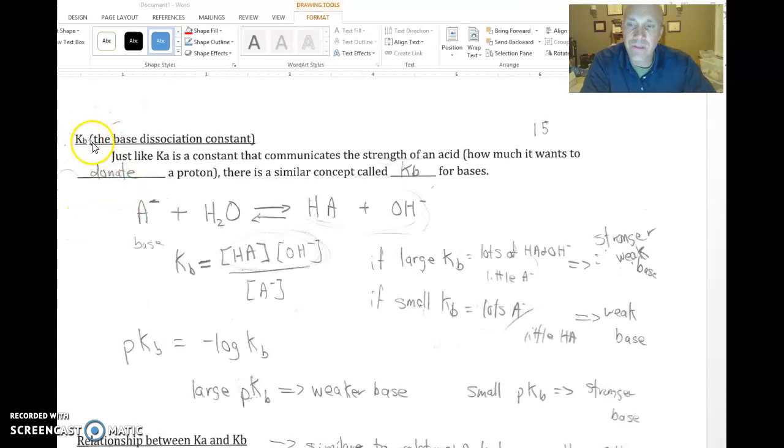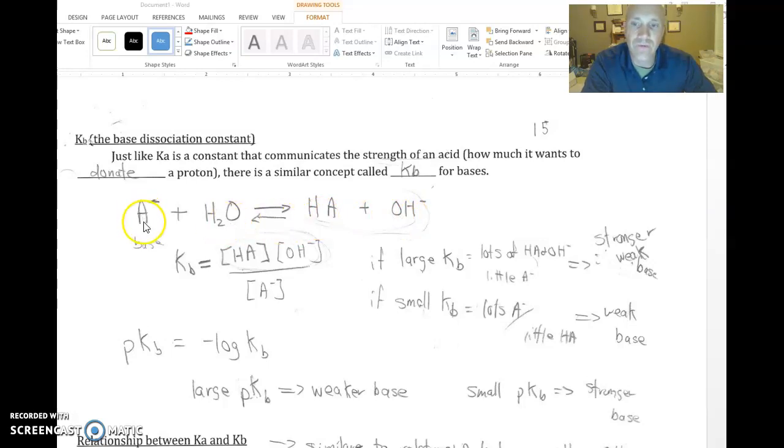So moving on to the concept of a Kb. Just like with weak acids, we came up with this term called a Ka, which was a way of describing how well the conjugate acid donated a hydrogen. Well, what do bases do? Bases like to accept H pluses. So we could come up with a generic base reaction, just like we had a generic acid reaction.